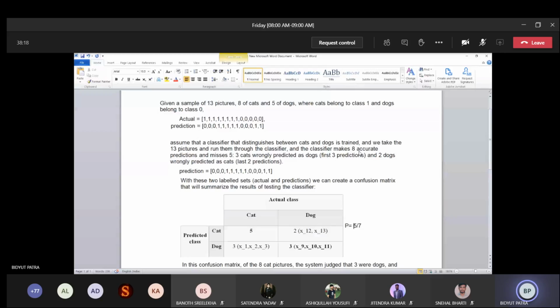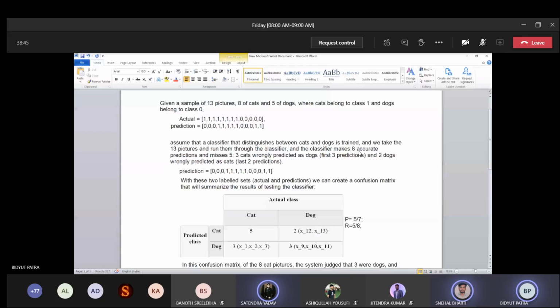And then what about the recall? 5 by 8, that is 5 by the total samples of the positive class. So recall will be 5 by 8. Okay, good. Then what next? Accuracy.